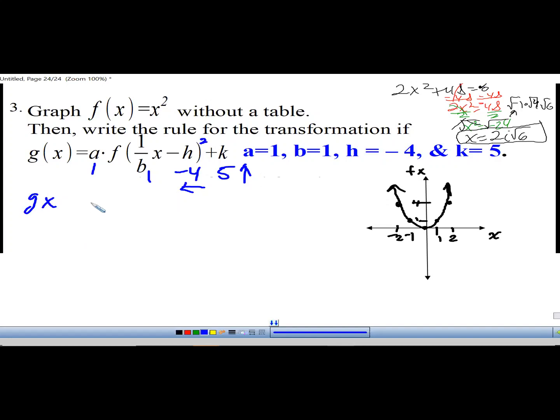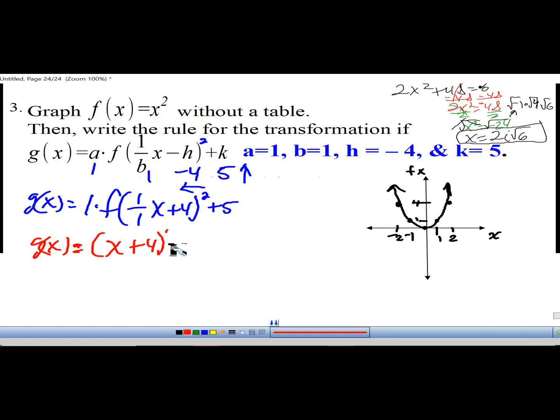g of x equals 1 times f of (1 over 1)x, negative times a negative is a positive, 4 close parentheses, squared, plus 5. And now we can write it once more without function notation, but we're going to leave it as g of x. g of x equals 1. Do we need to write the coefficient of 1? No, we don't. What is 1 over 1? 1, we don't need to write the 1, so it's (x plus 4) squared plus 5.